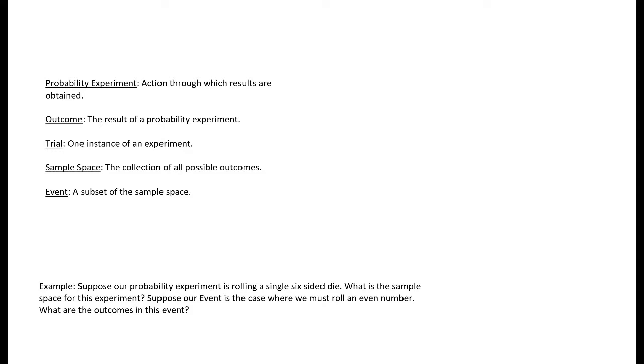An event, on the other hand, is a subset of a sample space. So the sample space is everything, an event is just part of a sample space. Let's get into an example here. Suppose our probability experiment is rolling a six-sided die. What is the sample space for this experiment? Suppose our event is the case where we must roll an even number. What are the outcomes in this event?